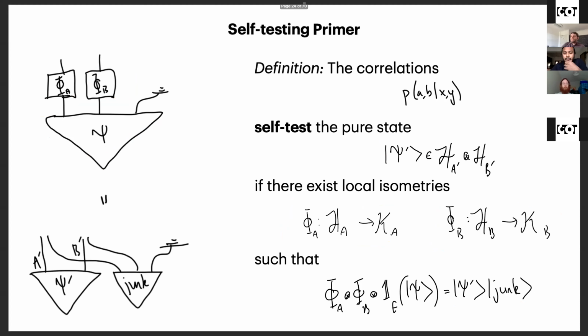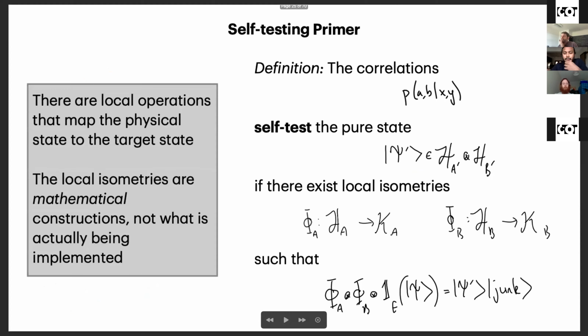Okay, so pictorially, that means that if I've got this shared state here, I apply my local isometries on these subsystems. Then if the correlations self-test the pure state psi prime, this isometry will take me to something that looks like this. I've got this target state psi prime, and then I've got some additional junk. Part of the junk could be in one laboratory, and another part of the junk could be in another laboratory. So this is what we mean by self-testing.